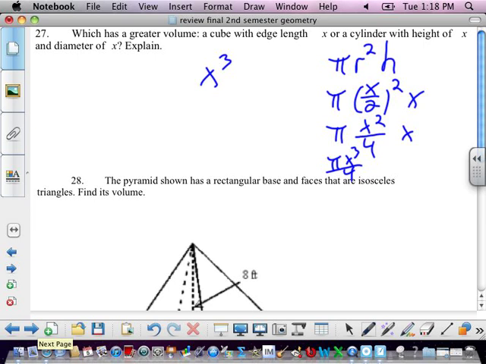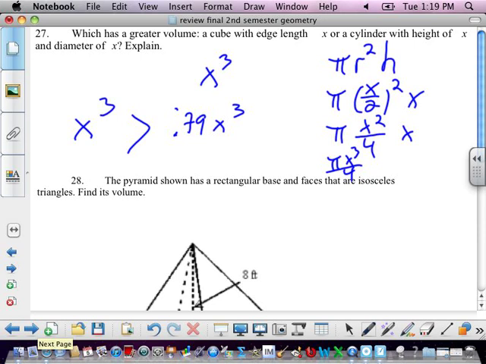is the cube has a volume of x to the third. The cylinder has pi over 4 x cubed, or 0.79 x cubed. So which has a greater volume? Is x cubed bigger, or is 0.79 x cubed bigger? X cubed is bigger. So the cube will have the bigger volume.